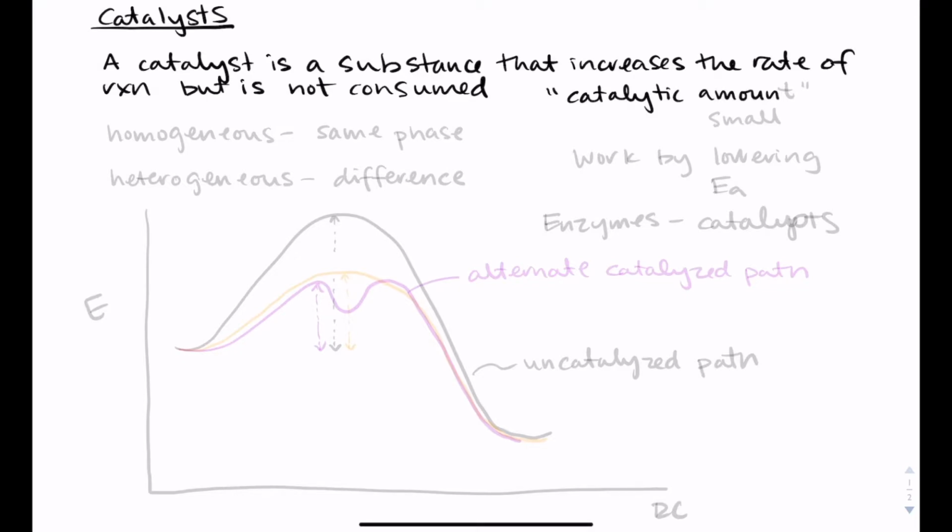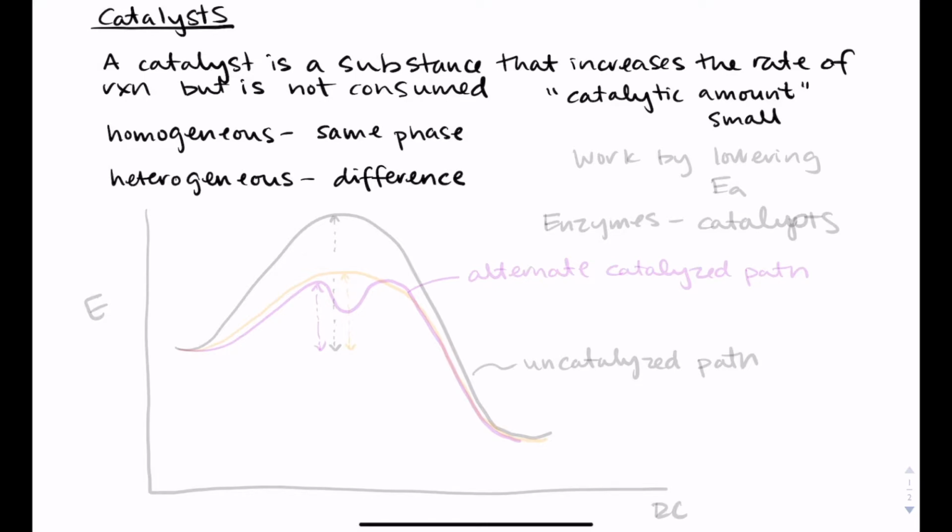And this also leads to the term catalytic amount. You might see this used in lab instructions or referred to in papers. A catalytic amount just means a really small amount. Like it's not going to get used up, so you just need a tiny amount to get it to go.